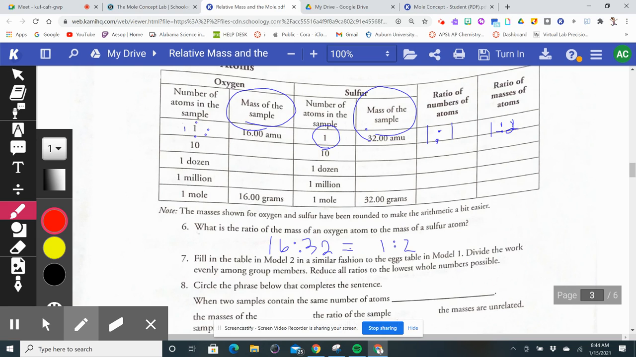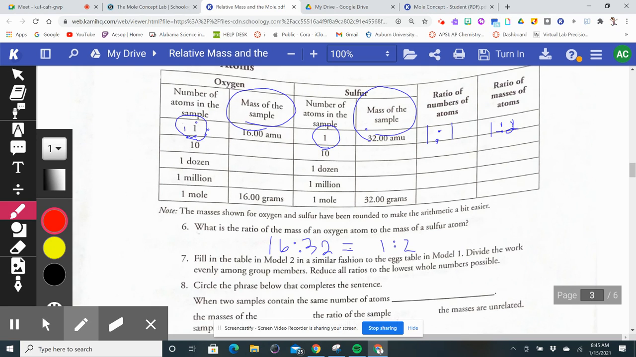Okay. All right, so number 7, fill in the table in Model 2 in a similar fashion to the eggs table in Model 1. Divide the work evenly among the group. Reduce all ratios to their lowest whole number. So what we're going to do is we're just going to fill this in. All right. So if we have 1 atom, and 1 atom is 16 atomic mass units. So let's just say 16 grams. It's kind of all the same thing.